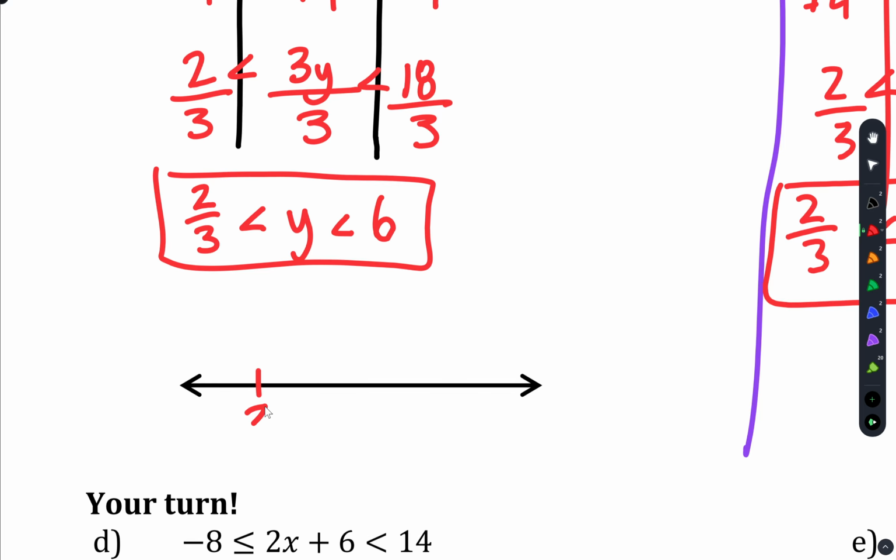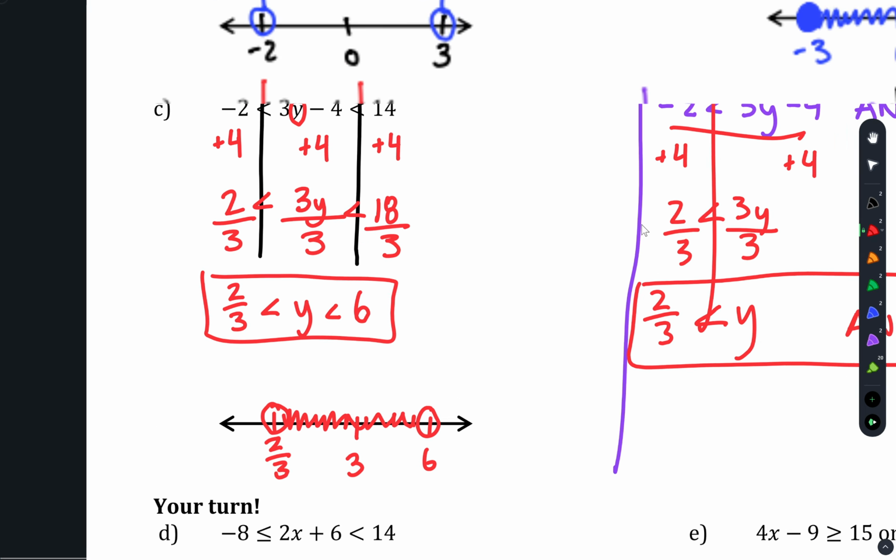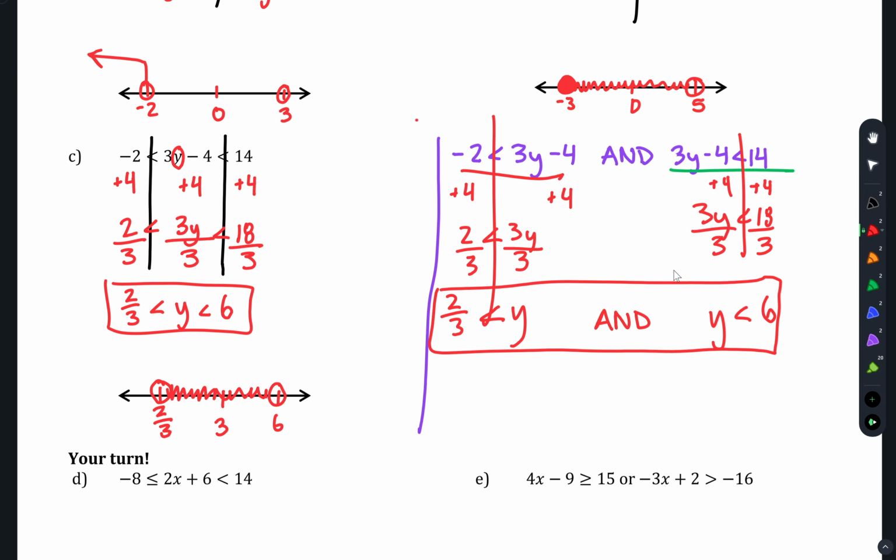So let's do this. 2/3, 6. Can we pick a number in the middle somewhere? Sure. Open or close circles? Which way does it point? Towards each other. It's an and problem. All right. Any questions on that? Yeah, we can be done.